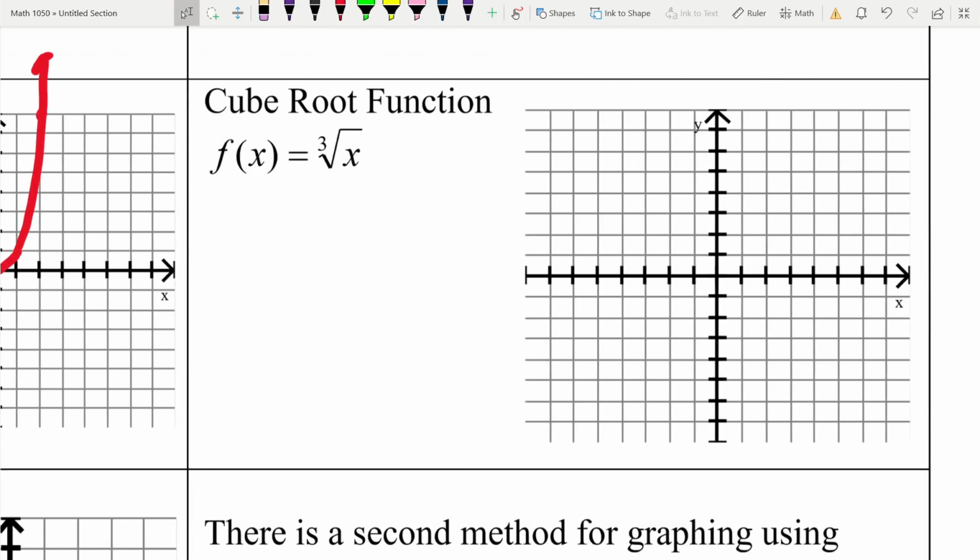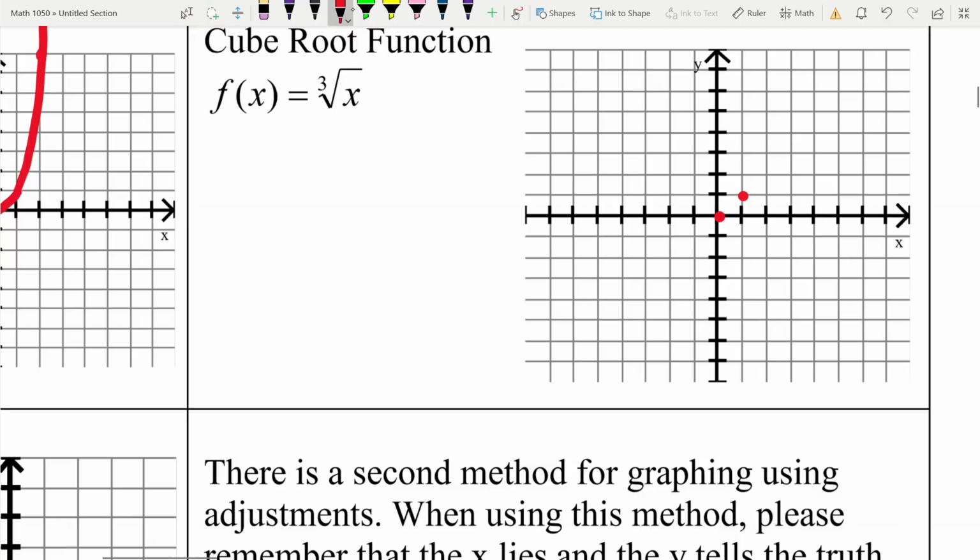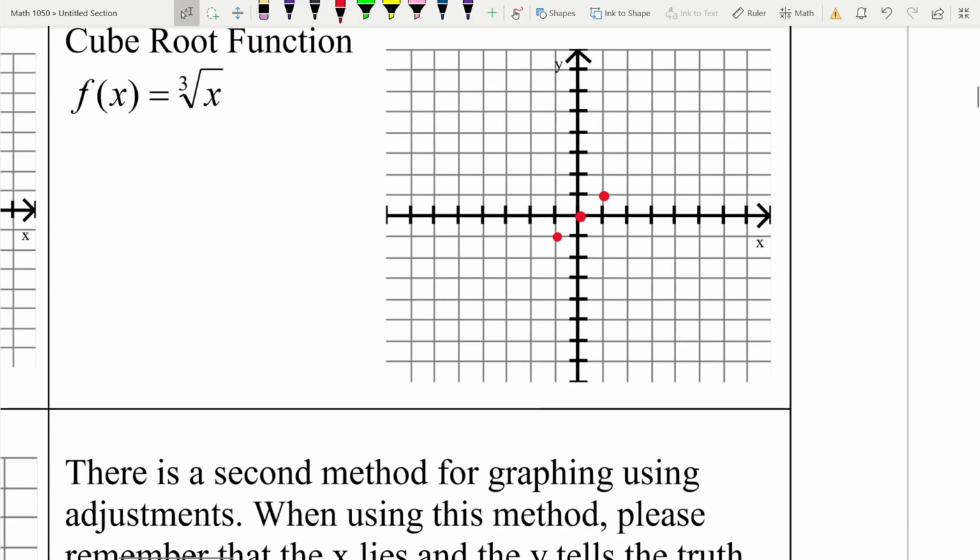Square root, or cube root. Okay? Pencil at the origin, and then you go right one, up one. You balance that with left one, down one, and then you go right 8, which is to the end of that graph, up 2, and then go left 8, down 2. So this is what it looks like. It's like a cubic on its side. It's cube root.